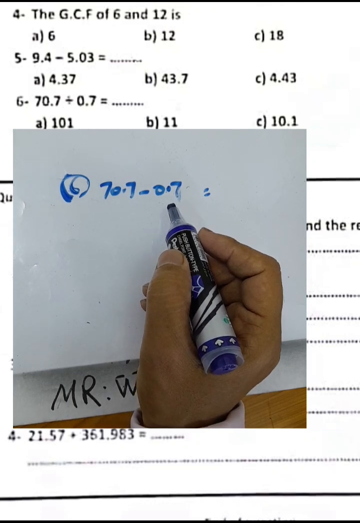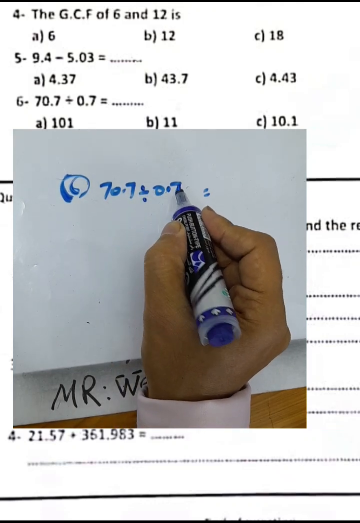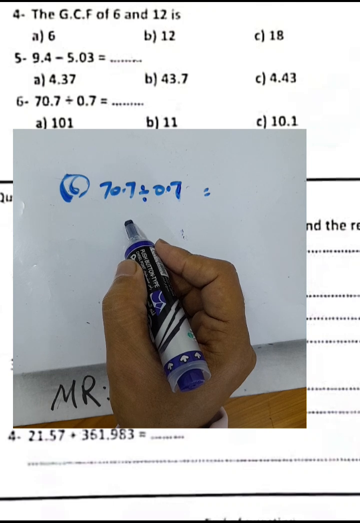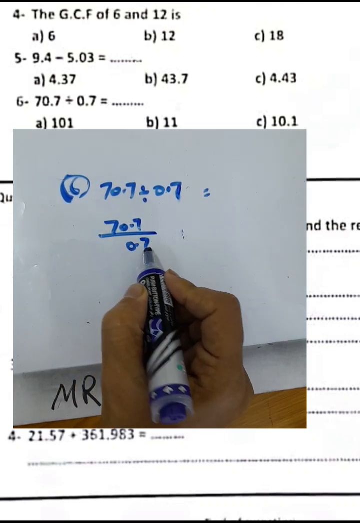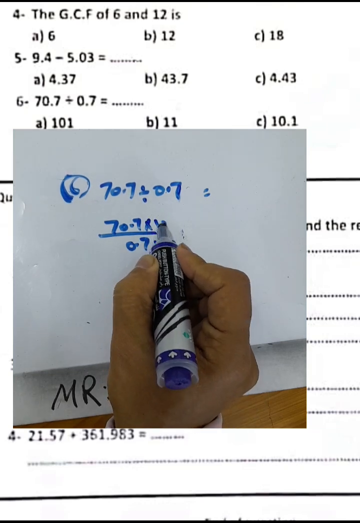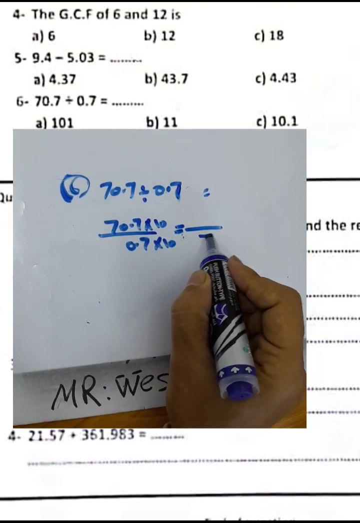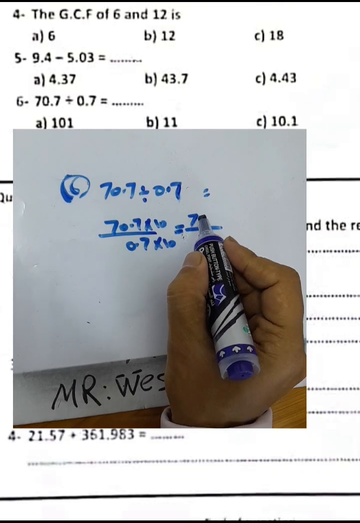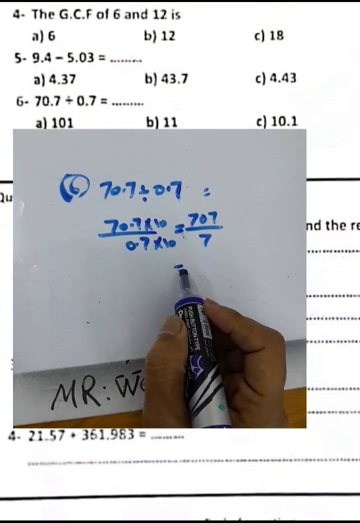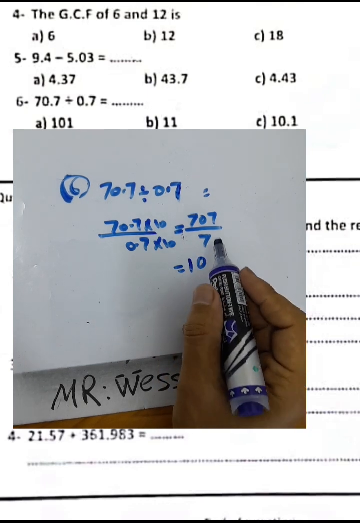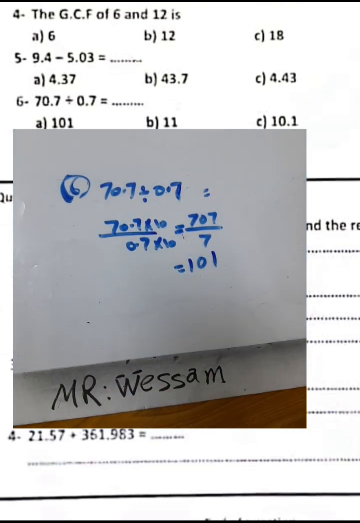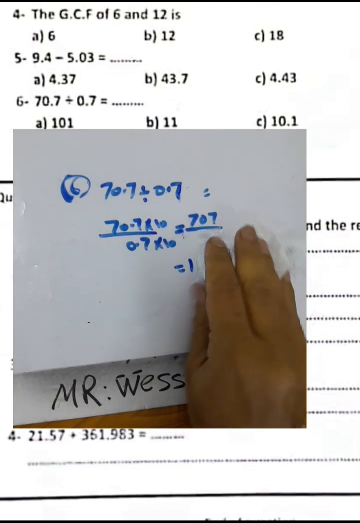It was divided. Okay, divided by this number, you must write 70.7 in the numerator and 0.7 in the denominator. You must cancel the point by multiplying by 10. The result will be 7 here, and 707 in the numerator. We can divide them. 7 divided by 7 is 1. 0 divided by 7 is 0. 7 divided by 7 equals 1. And the result will be 101. Next question.